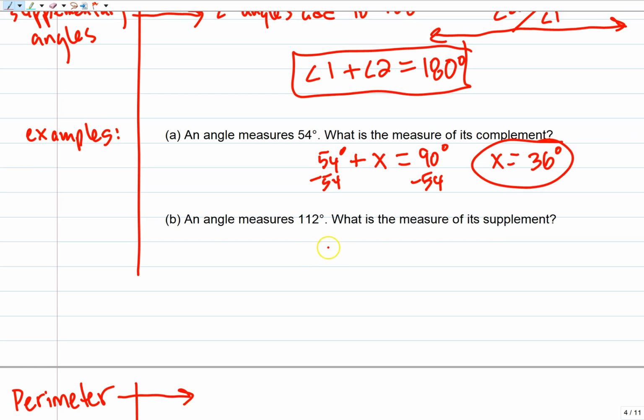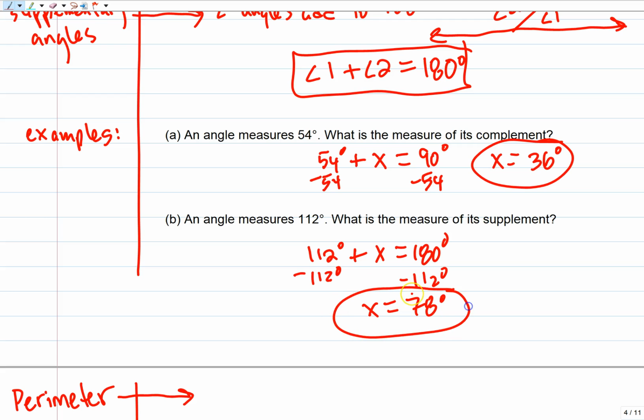If I have an angle that is 112 degrees, what is its supplement? Supplement means the angles will add to 180. So you could just ask the question, 112 plus what is 180? I'm going to write that out algebraically: 112 plus what is 180 degrees? We undo the adding by subtracting and get that the angle would need to be about 78 degrees.